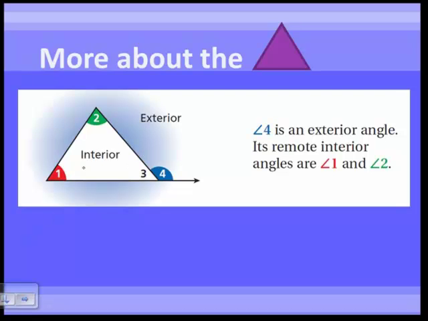Okay. Now, because angle 3 is adjacent and forms a linear pair with angle 4, they form a 180 degree angle. But the two angles that are not attached or associated with angle 4 are angles 1 and 2, and those guys are what we call remote interior angles. They're away from the exterior angle, and they're on the interior of the triangle. So just some definitions that we have to keep in mind.